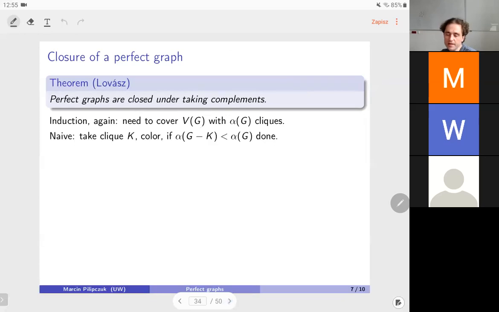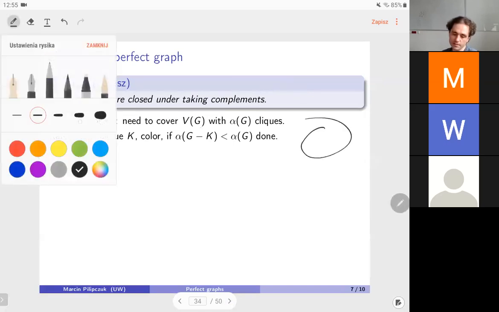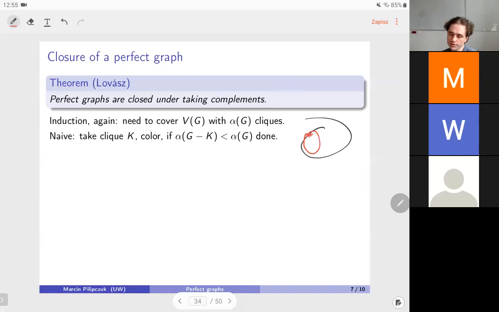So let's take a clique and color it red and proceed. Okay, so take some clique. Let's take our graph, take one clique, color it with one color, say red, and proceed. When we are happy, I mean, we have got induction, and proceed means use the induction hypothesis.